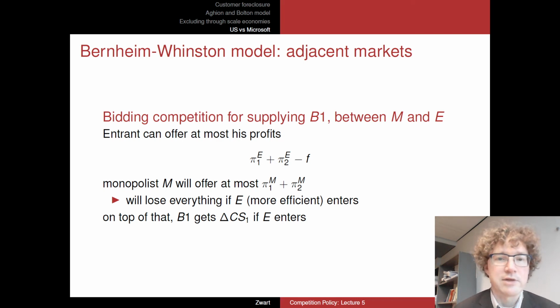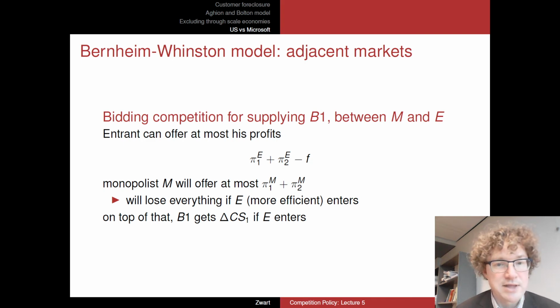So what's the best offer that the entrant can make? Well, the most that the entrant will be able to make is all the profits it stands to gain from entering. So if it can enter in B1 in the first period to supply and buy in B1, then it will also be active in market 2, in the future market. Serving B2, it will sink these costs and it will make a positive profit. And in the end, it will be willing to pay maximally these profits to win over B1 to actually buy their product. So as long as E can make any offer up to the value of the total profits that E can make, it will be able to enter this market.